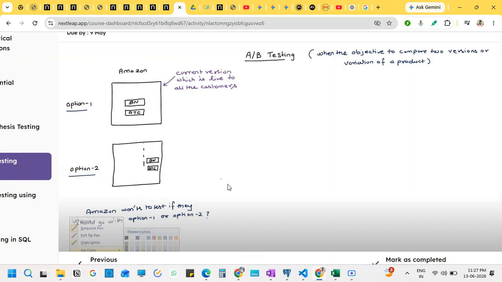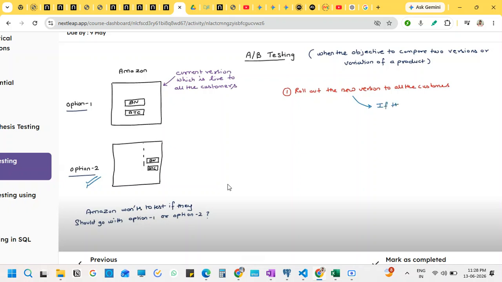Now they have two options. Either they can roll out option number 2 to all the customers. So one way is to roll out the new version to all the customers. But there's a very major problem with this approach. If the company takes this approach, and it is not a good version, if this particular option is something which is not accepted by the customers, then the revenue of Amazon can be majorly impacted.